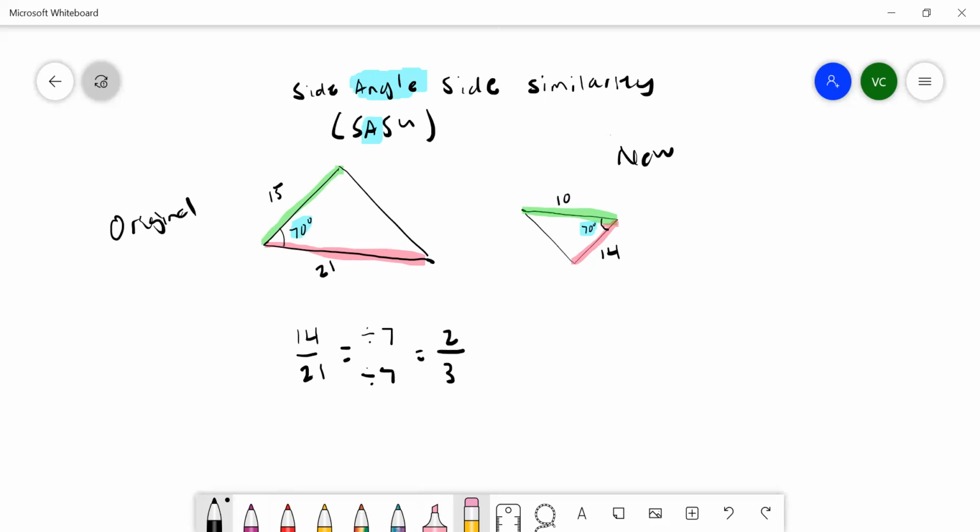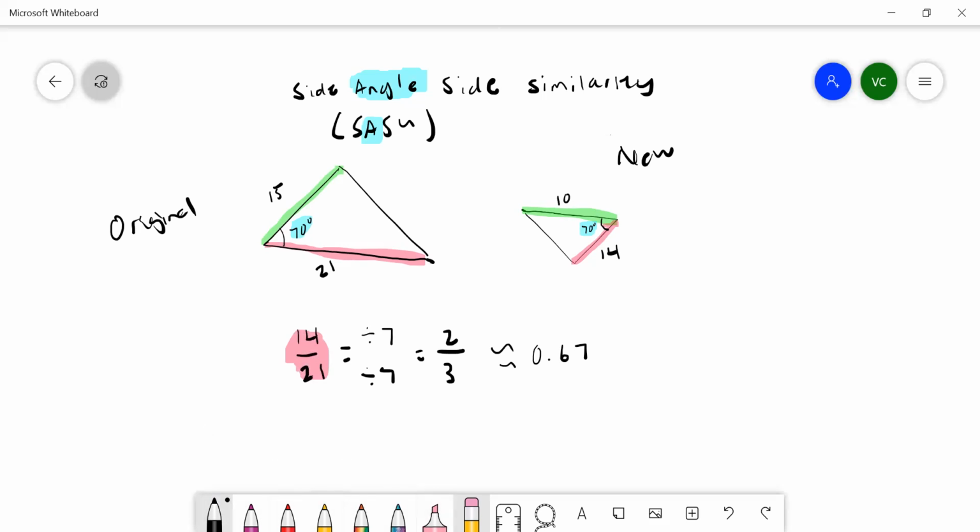Okay. And also, if we did 14 divided by 21, that would be about 0.66 repeating. So it would be about 0.67. Okay. And that was our magenta one.